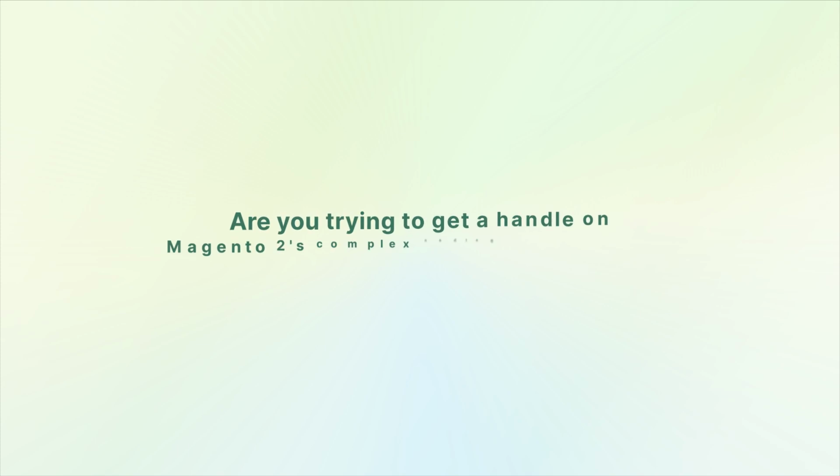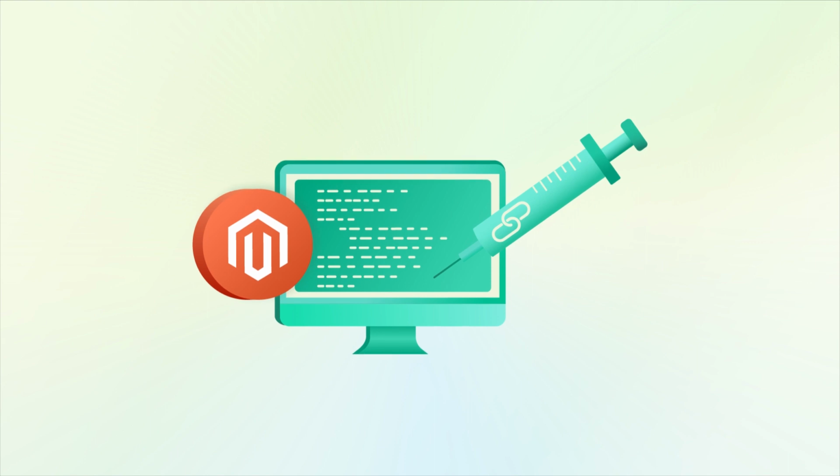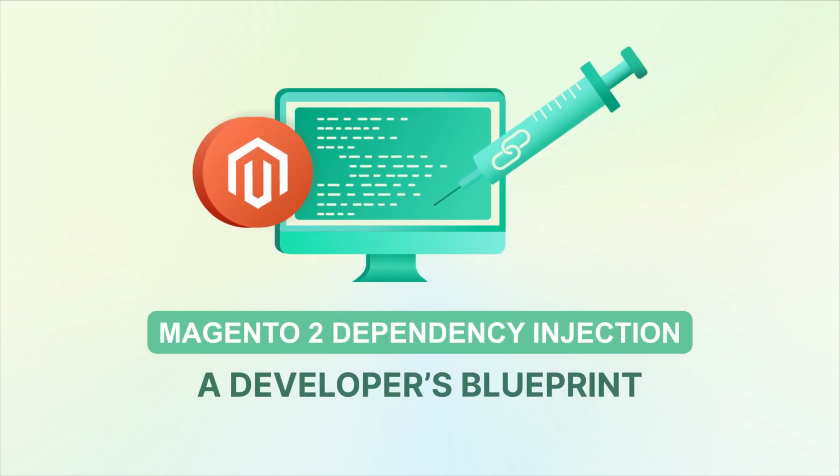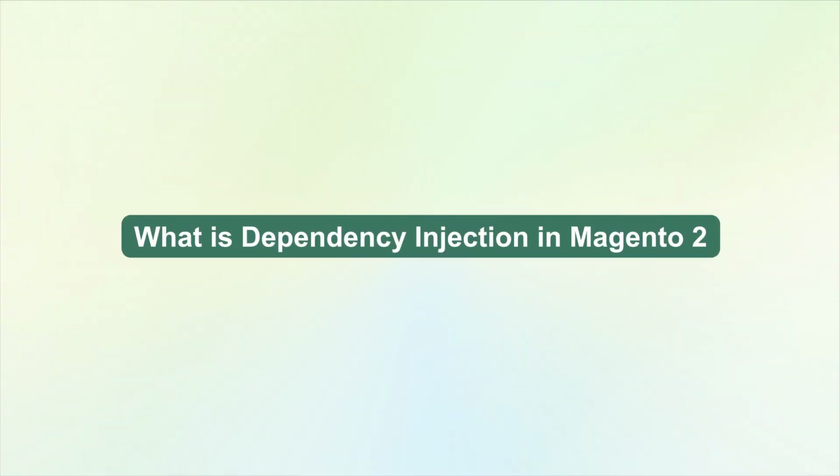Are you trying to get a handle on Magento 2's complex coding requirements? Dependency Injection, or DI, in Magento 2 is here to streamline your development process. It's all about making coding simpler and more modular. Let's break down how Dependency Injection can boost your Magento 2 projects.